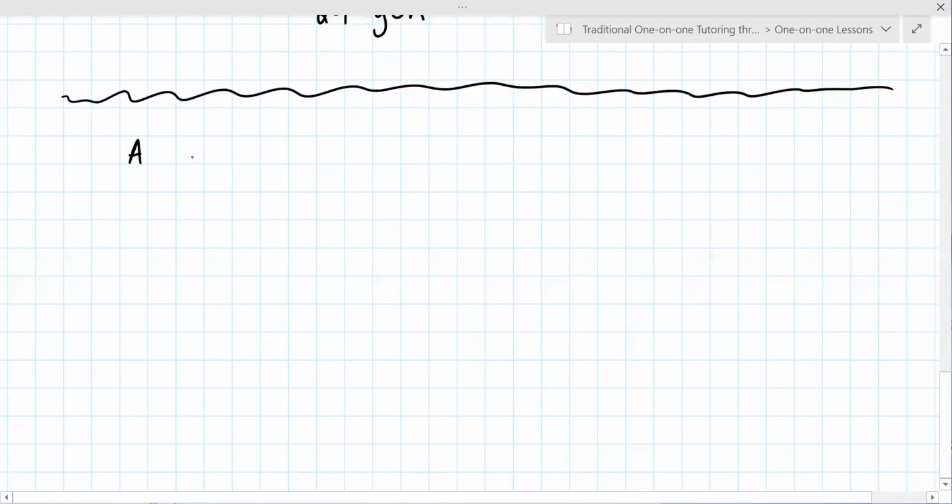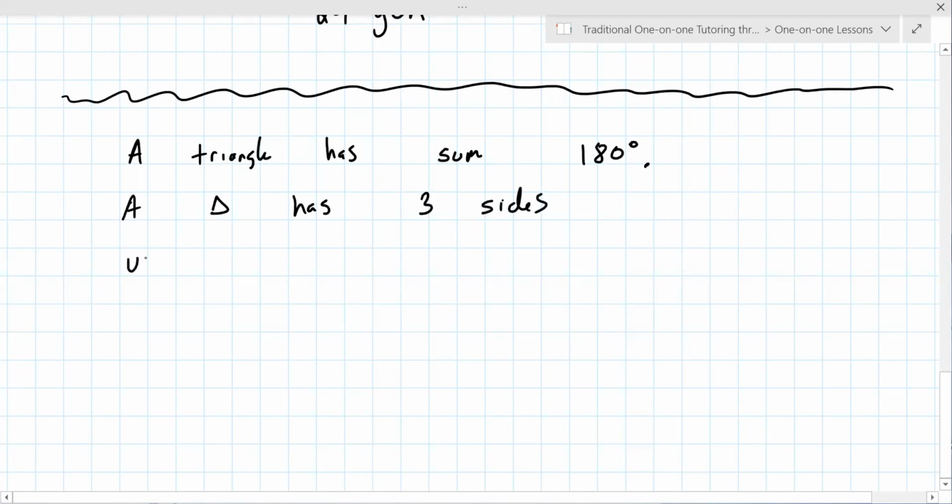All right, so let's back up a little bit. A triangle has a sum of 180 degrees. Do you agree with that? And a triangle has 3 sides. So I want you to use the formula: sum equals 180 times n minus 2. Put 3 in for n and confirm that. 3 minus 2 is 1, and 180 times 1 is 180. Perfect. So that's the sum of the triangle.